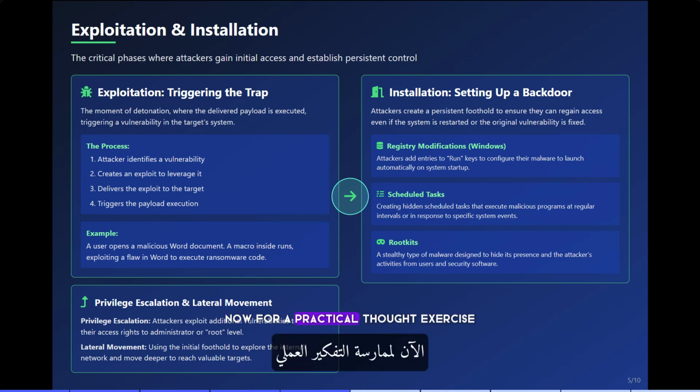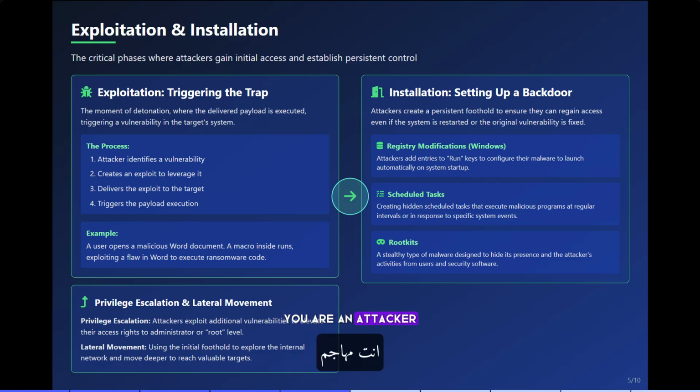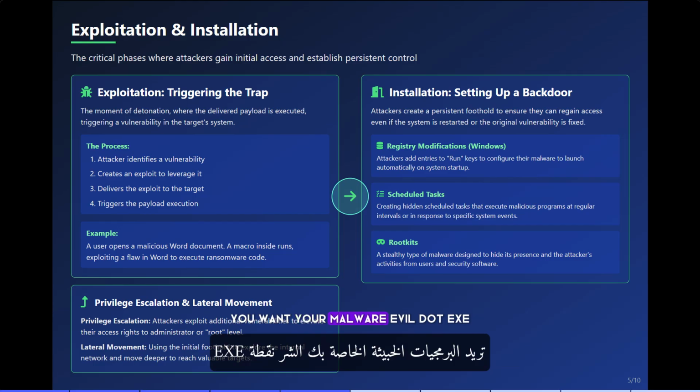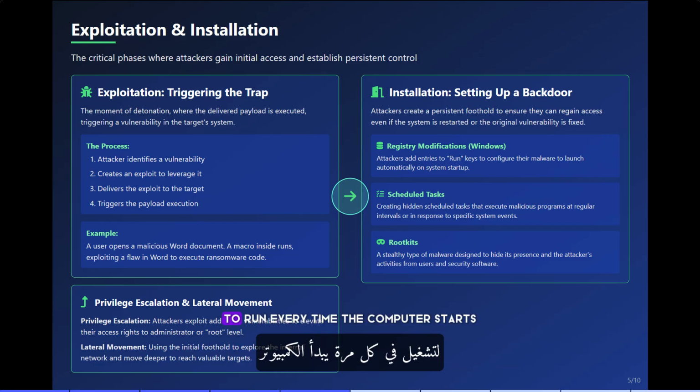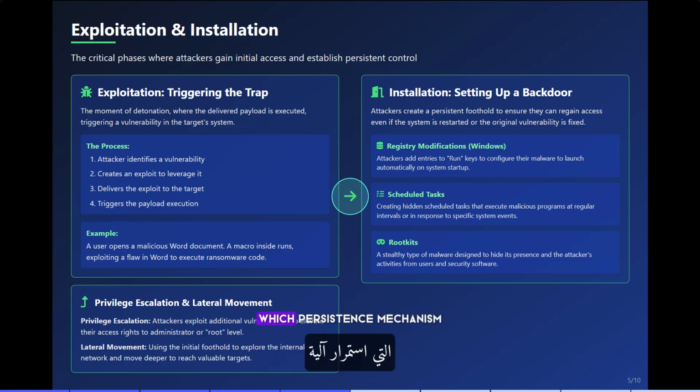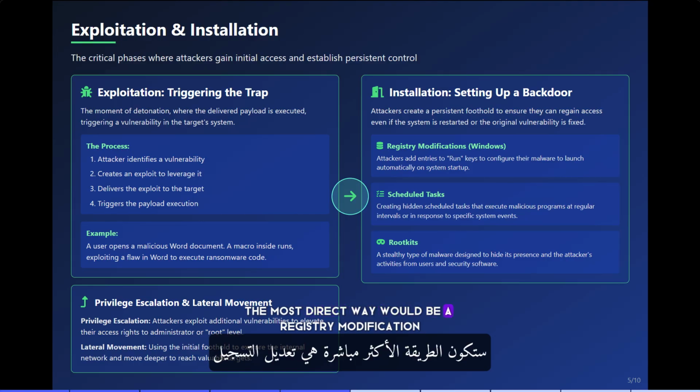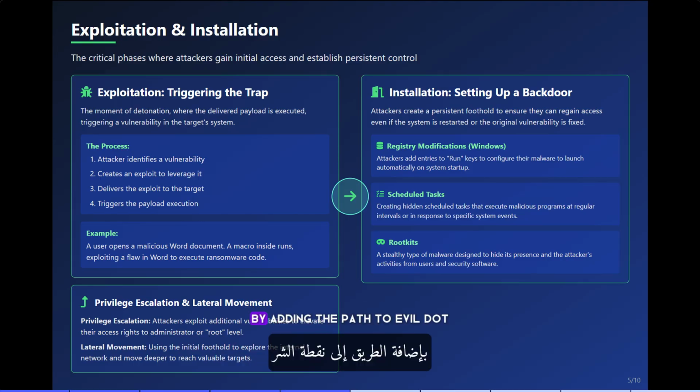Now for a practical thought exercise. You are an attacker who has just gained access to a Windows computer. You want your malware, evil.exe, to run every time the computer starts. Using what you just learned, which persistence mechanism would be the most direct way to achieve this? The most direct way would be a registry modification. By adding the path to evil.exe to one of the registry's run keys, you ensure the operating system will execute your program on every boot.